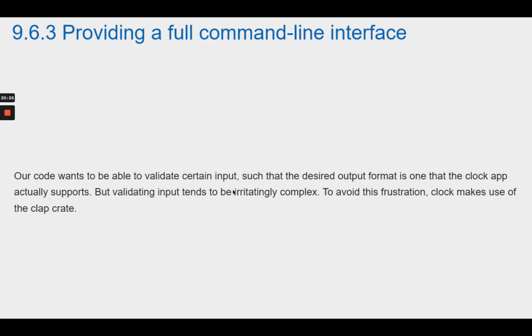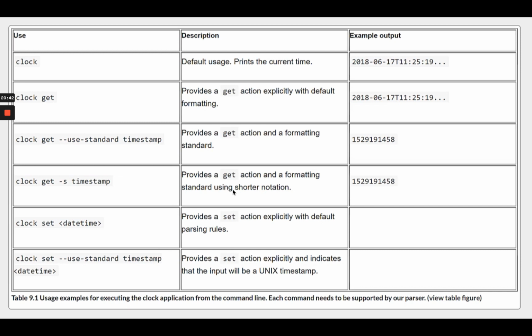Our code wants to be able to validate certain input, such that the desired output format is one that the clock app actually supports. But validating input tends to be irritatingly complex. To avoid this frustration, Clock makes use of the clap crate. There are two main types that are useful for getting started: clap App and clap Arg. Each clap Arg represents a command line argument and the options that it can represent. Clap App collects these into a single application.